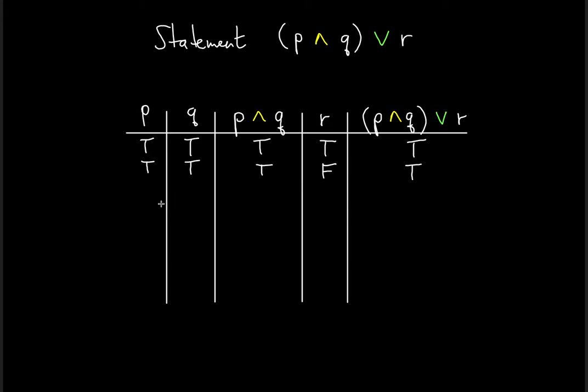So the overall disjunction statement must be true. All right. Now the next combination will be when the Q is false. So suppose that P is true, Q is false now. When the Q is false, the end result of the AND will be false, because we know that when at least one of the components is false, the conjunction will be false.